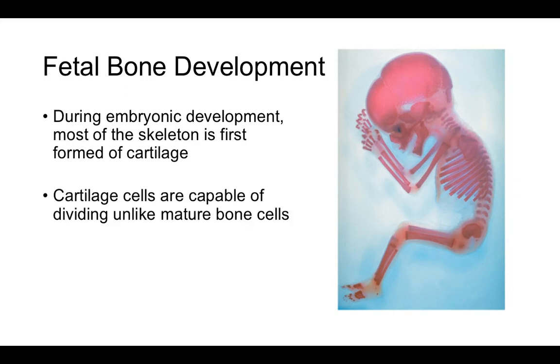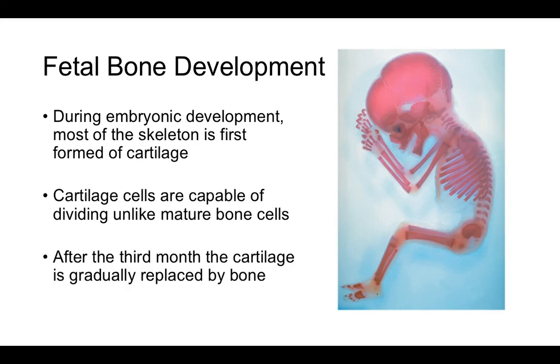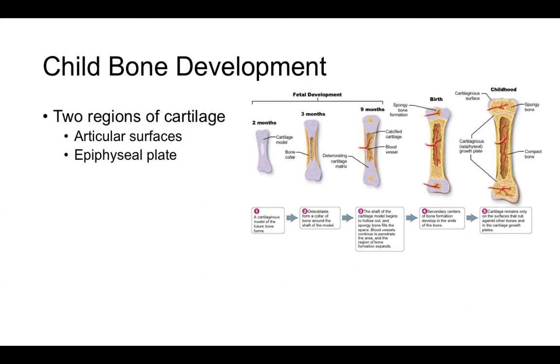Now, cartilage cells are capable of dividing, which is why bone initially is cartilage, because mature bone cells do not divide. They remain stable because they're in a hard non-living matrix, so there's nowhere for them to go. And then after the 3rd month of fetal development, the cartilage is gradually replaced through birth and even after birth by bone. And here is the bone development.